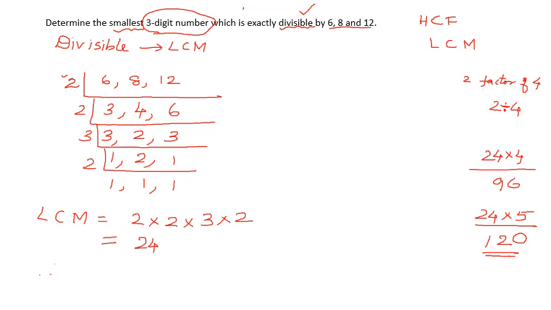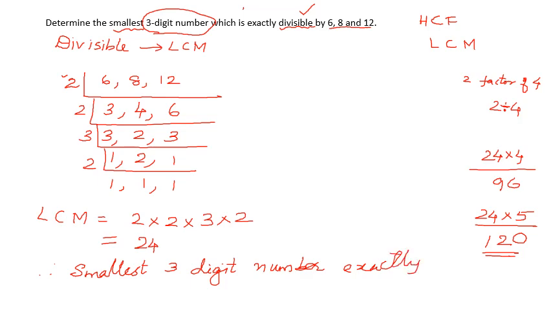Therefore, the smallest 3-digit number exactly divisible by 6, 8 and 12 is 120. Got it? So the smallest 3-digit number that is exactly divisible by 6, 8 and 12 is 120.